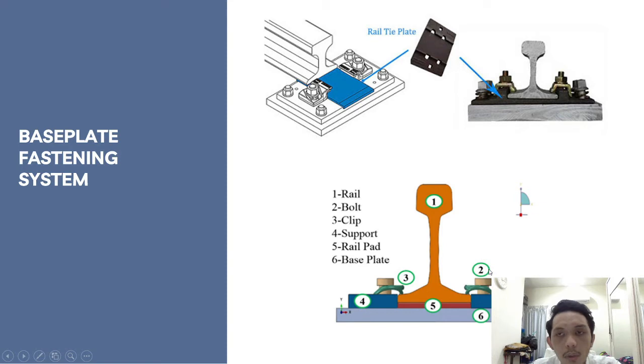So the use of bolt is to lock the base plate firmly and strongly, and the clip actually is a key for a bolt. And number 4 is support and 5 is rail pad. So the use of rail pad actually is to absorb all the forces that come from the train, especially vibration forces. And number 6 is base plate, that I will try to explain in this video presentation.